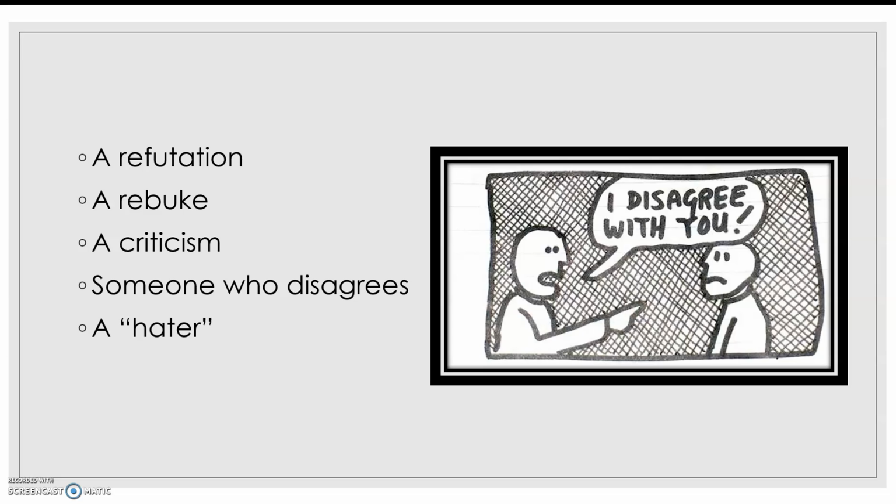So a naysayer is someone who refutes part of your argument or rebukes part of it. You can think of it as a criticism of your argument. You can also think of it as a hater. I had a student say once, and I thought that was a good way to think about it. So it's a person or a voice, a group of people who disagree with part of your argument or all of your argument.